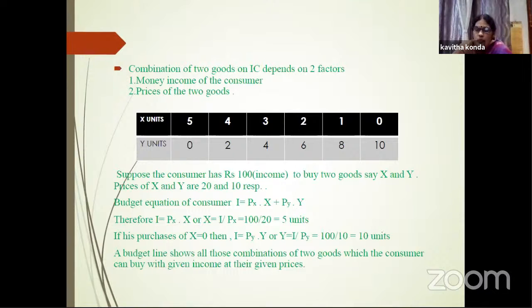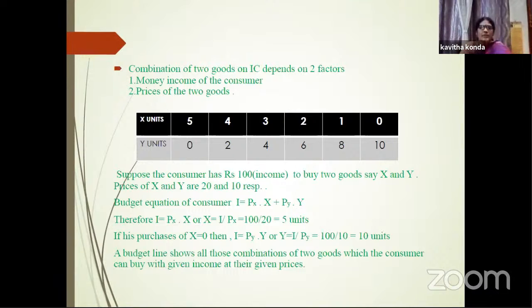In another combination, he can get 1 unit of X, which means he will spend 20 rupees on X, and here 80 rupees he spends on Y. He will get 8 units of Y here. If you want only Y units, then from the 100 rupees you will get a total of 10 units. That is what is shown in this figure.